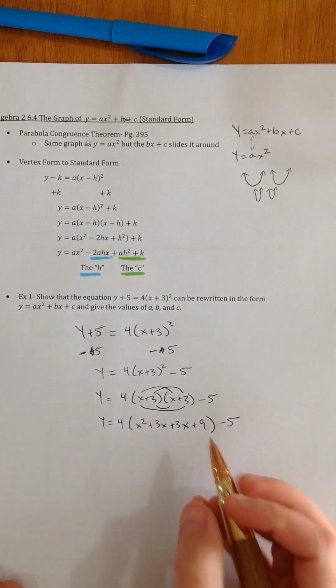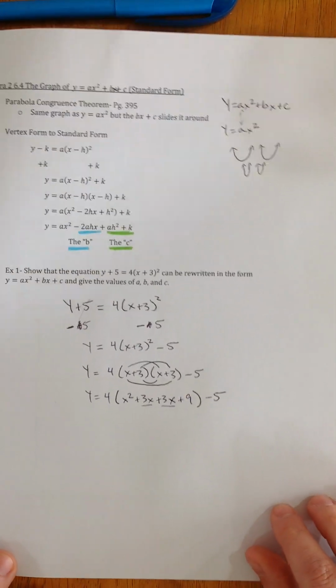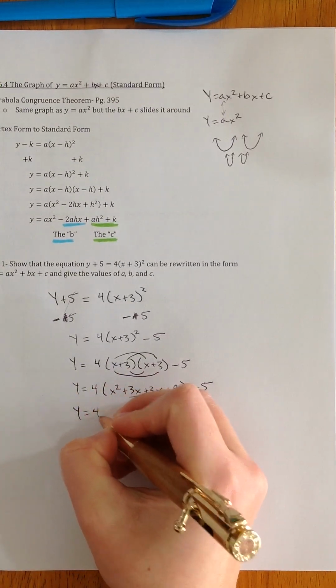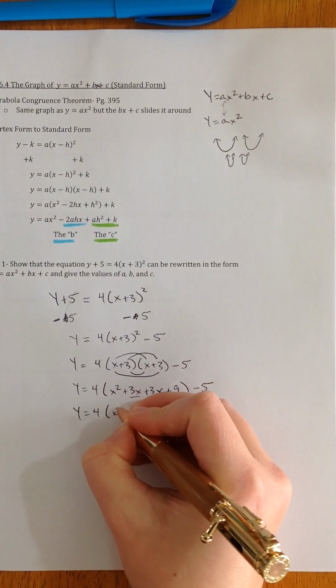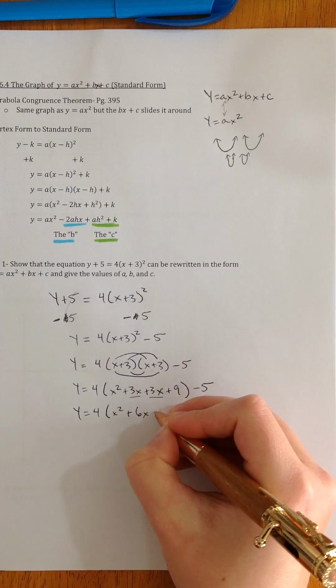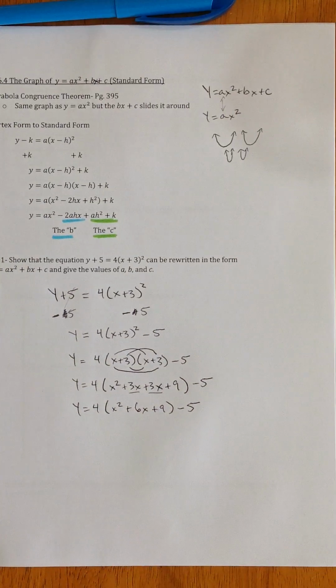Then in my parentheses, I would combine my stuff I can. So like there, I'd put my x's together. So 3x and 3x would make 6x. So y is equal to 4, parentheses still, x squared plus, I'm putting those two together to make 6x, plus 9, and then my minus 5 is still at the back.